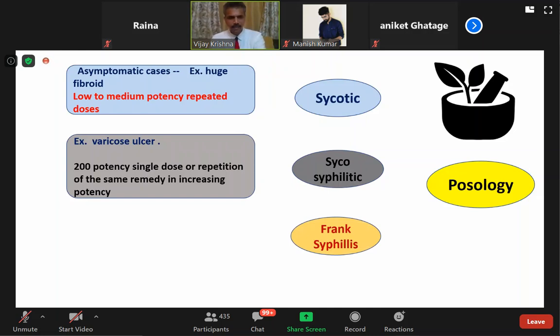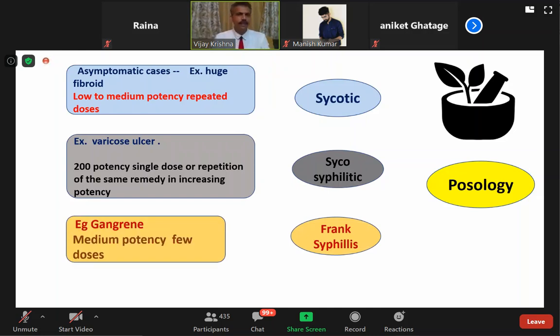If it is frank syphilis, what I mean by frank syphilis here is, for example, you have gangrene. Here we generally give medium potencies in a few doses, a few repeated doses. Yes, the body requires a few extra doses.